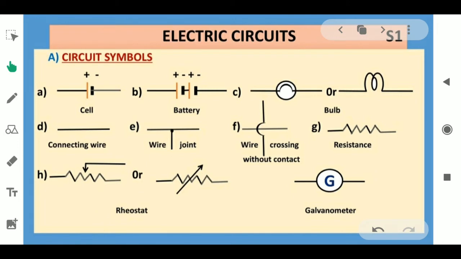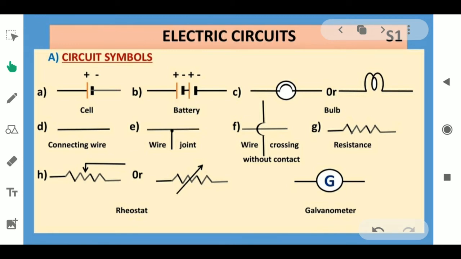But in the case of electric circuits, we use certain symbols. Those symbols are called circuit symbols. These are some common and important circuit symbols. You should study how to draw all of these. The first one, cell. Here you can see two legs. The bigger one is the positive terminal and the smaller one is the negative terminal. A combination of two or more cells together is called a battery.